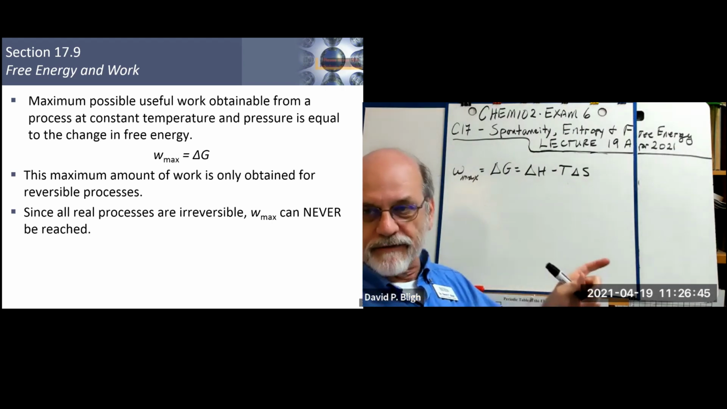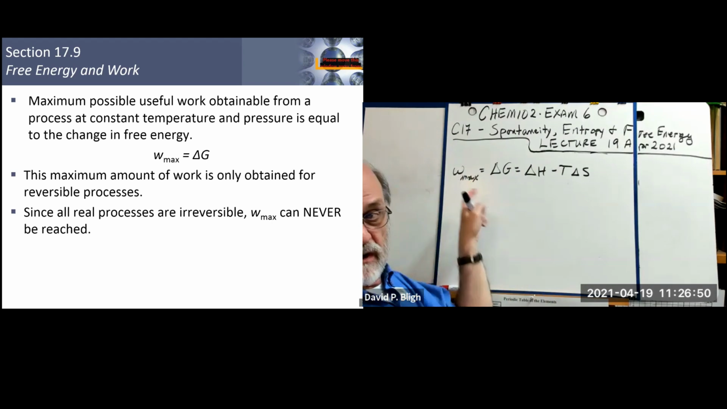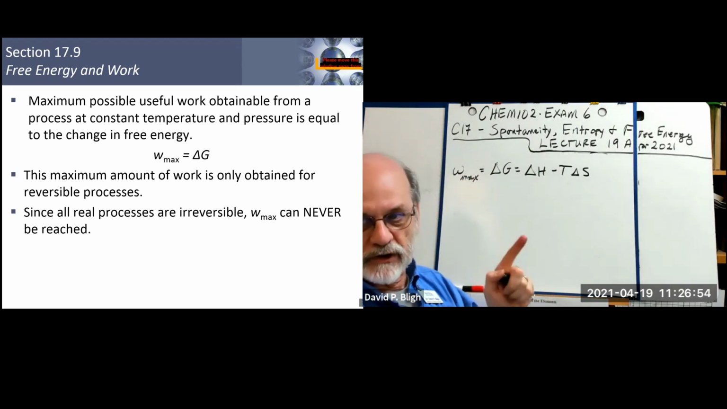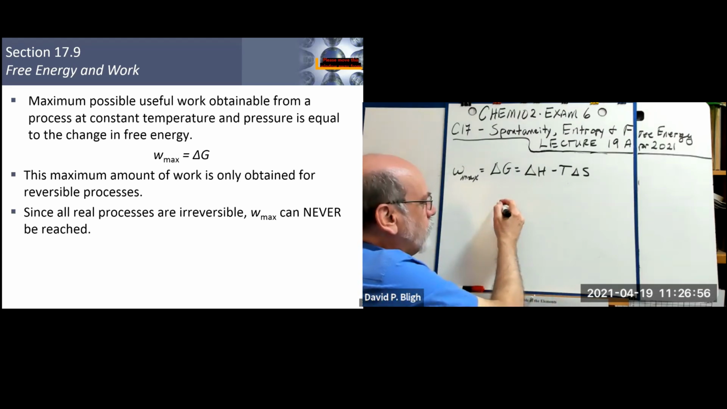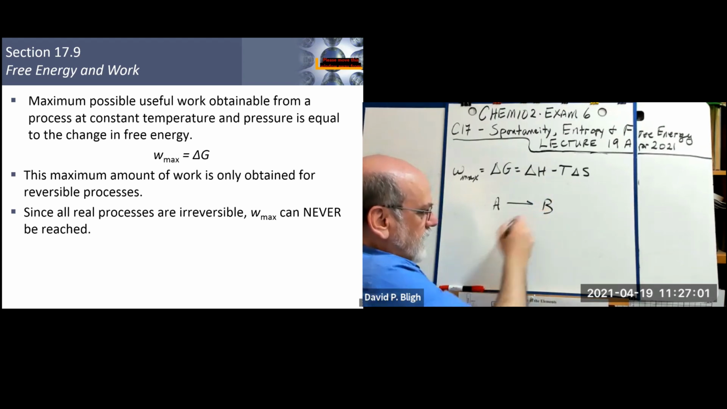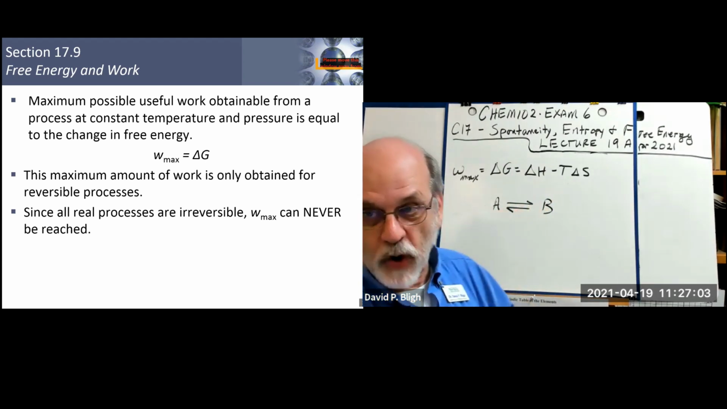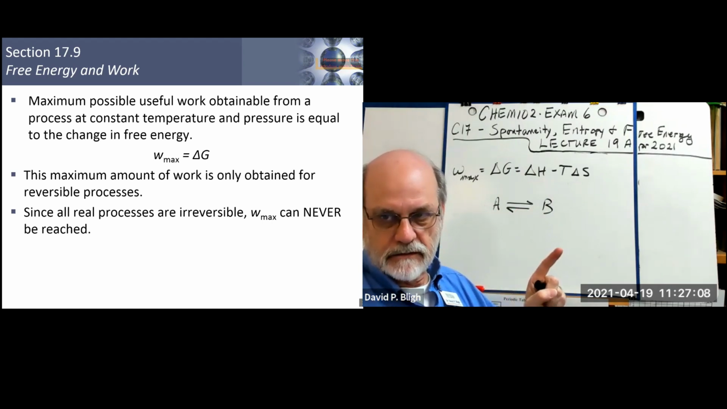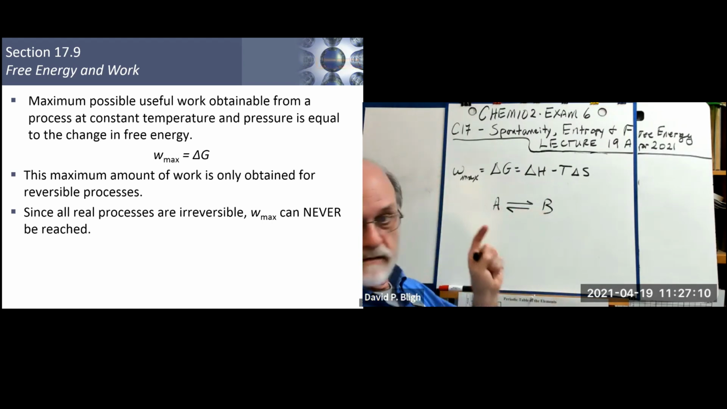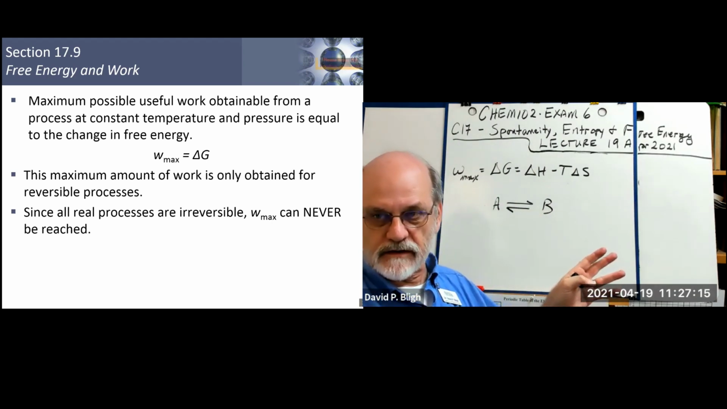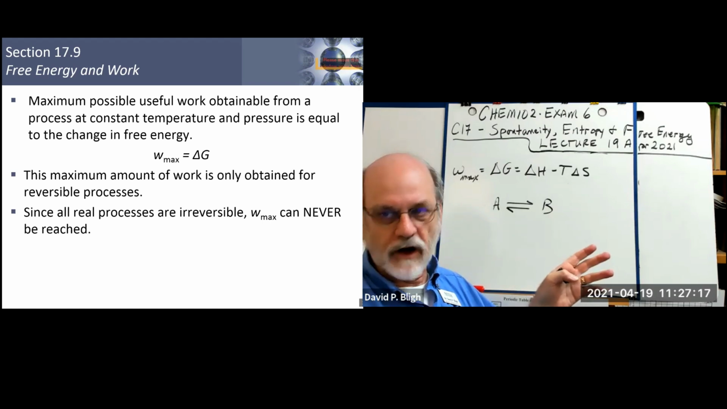But we know we're not going to get there. The only way that you can get that value is if the process is reversible. So if you go from one side to that side, then it has to be perfectly reversible along the exact same path. And there are no natural processes that are reversible. They're all irreversible.